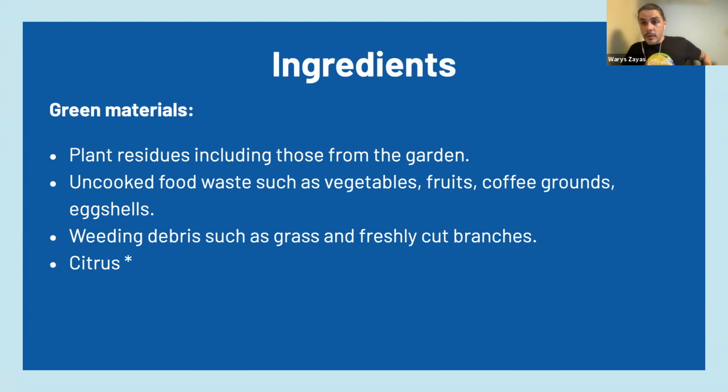Other things that we can use as a green material are uncooked food waste, such as vegetables, fruit, coffee grounds, and eggshells. They are really good ingredients for compost.